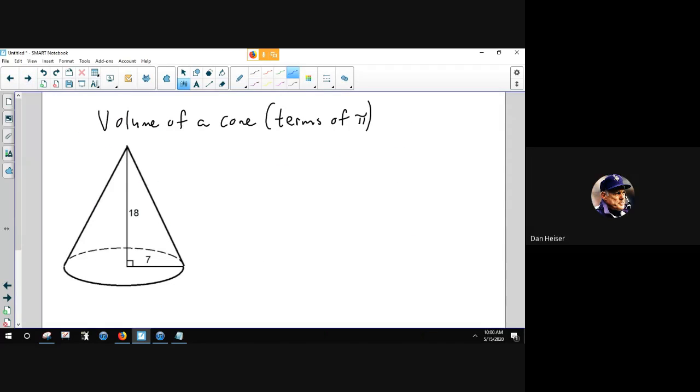Last example, that of a cone. A cone is like a pyramid, just like a cylinder is like a prism. It takes 3 cones to create one cylinder. So our cone volume is our cylinder volume multiplied by a third, just like our pyramid volume is 1/3 of a prism.